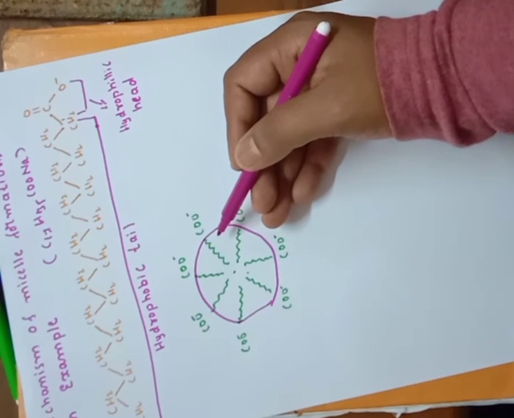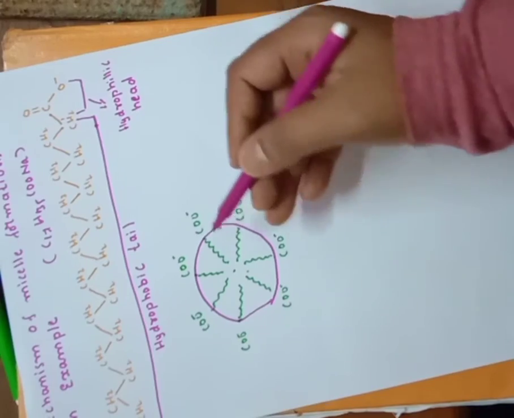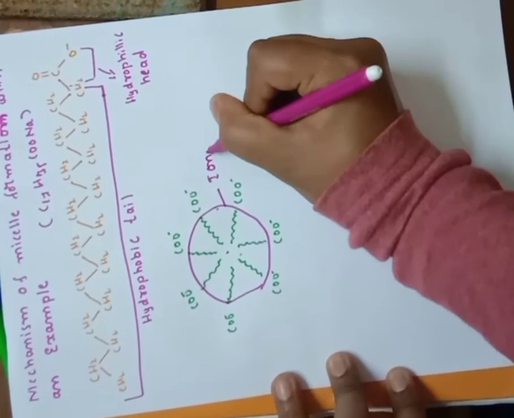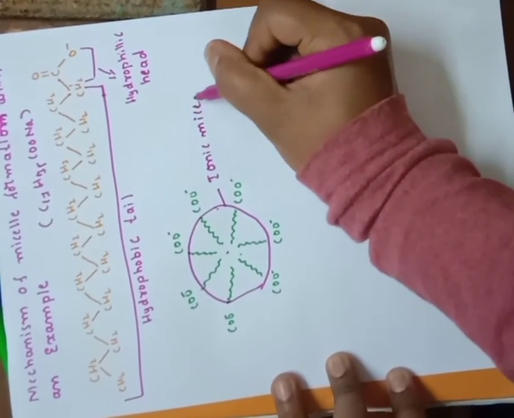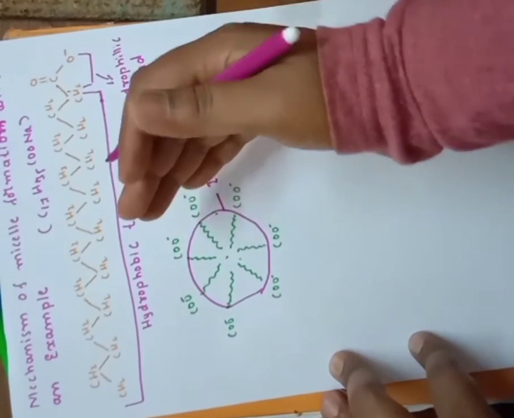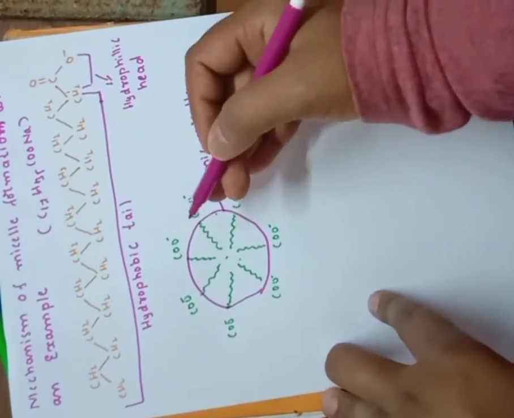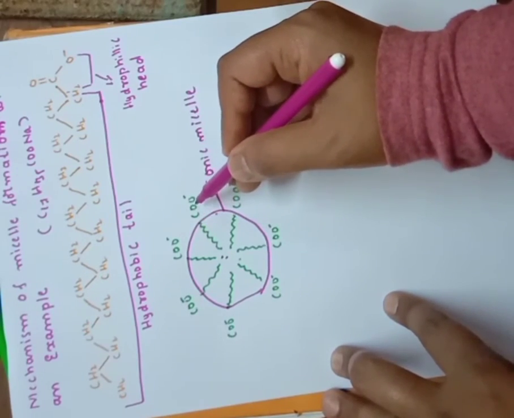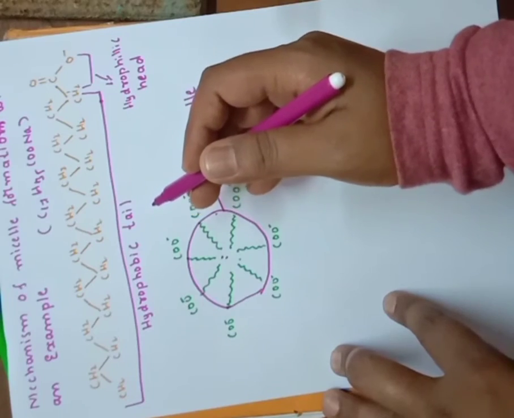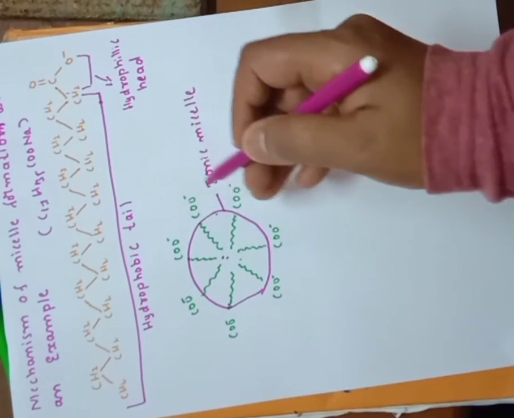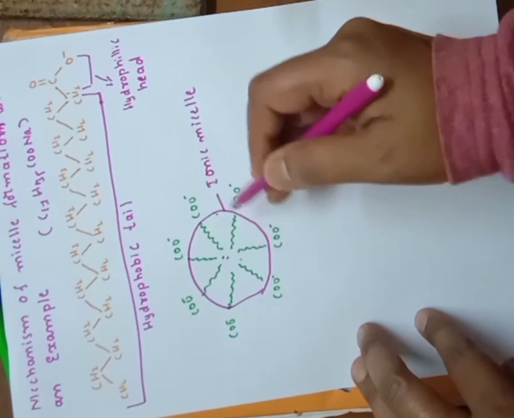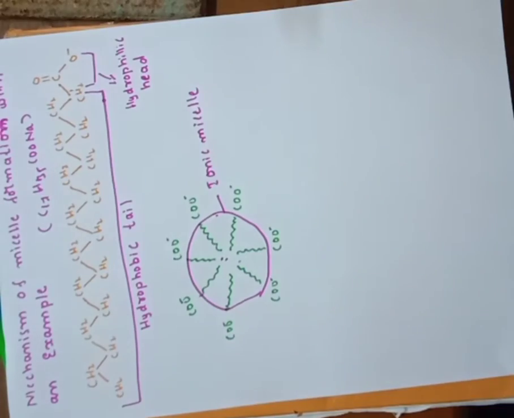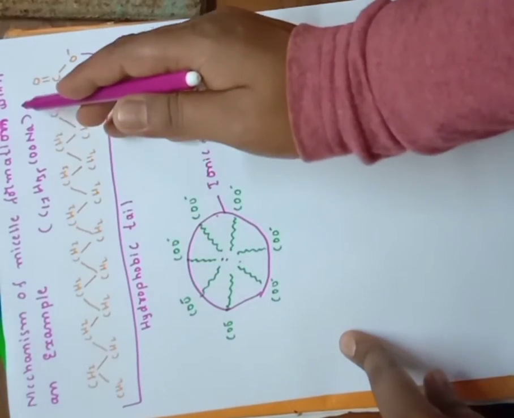The aggregate thus formed is known as an ionic micelle. In this case, the hydrocarbon ends pull inwards toward the center, this is the sphere, and the carboxylate ions face outwards. These form an aggregate, which is known as an ionic micelle. This is the mechanism of micelle formation with an example.